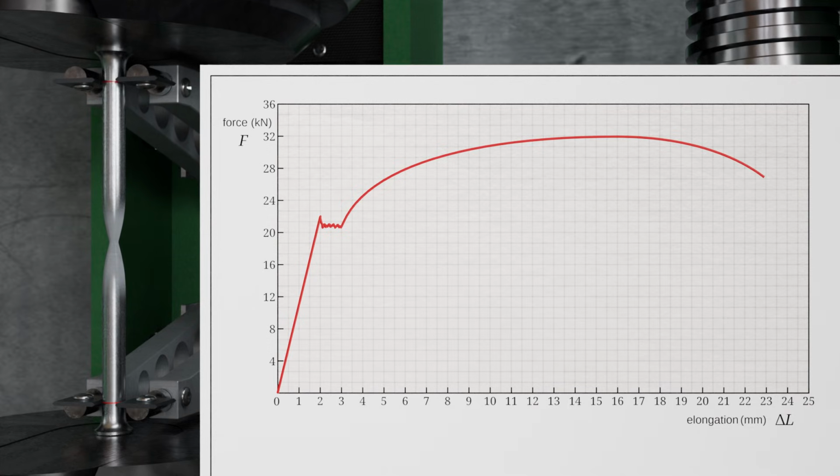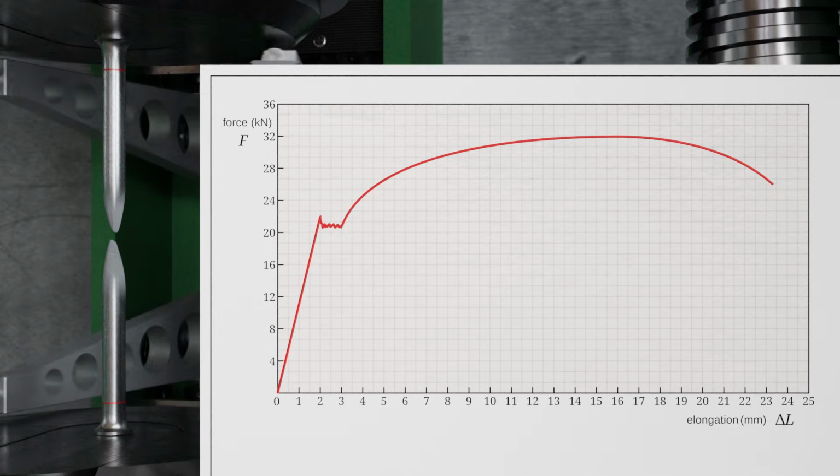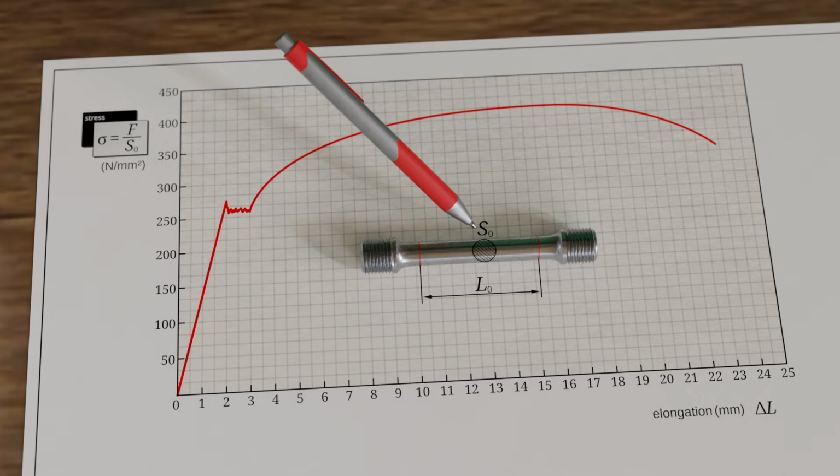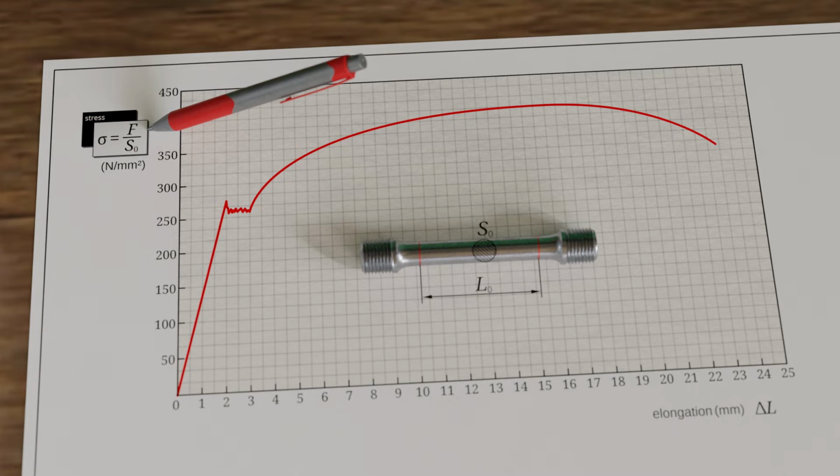The force-elongation curve obtained from the tensile test does not directly provide stress limit values, as force alone does not describe the intensity of loading. Therefore, the tensile stress sigma is calculated as the quotient of force and cross-sectional area. For example, a stress of 250 newtons per square millimeter means that each square millimeter of cross-section is subjected to a force of 250 newtons. Stress is thus a relative quantity describing force in relation to cross-sectional area.